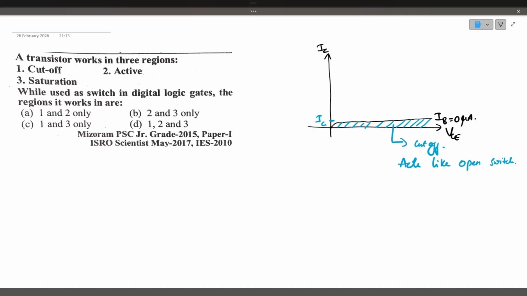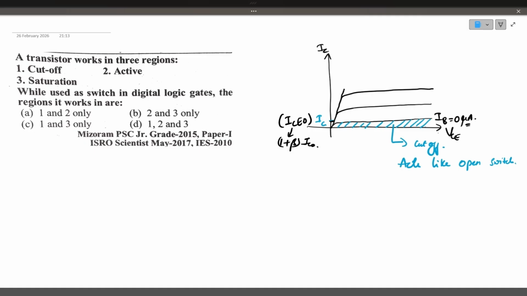Then you can ask, when input current IB is equal to 0, what is this current IC? This is nothing but ICEO, that is the reverse saturation current when the transistor is connected in a common emitter configuration. This is nothing but ICEO, which is equal to 1 plus beta times ICBO. Now, if you slightly increase the input current, that is IB, then IC also starts increasing.